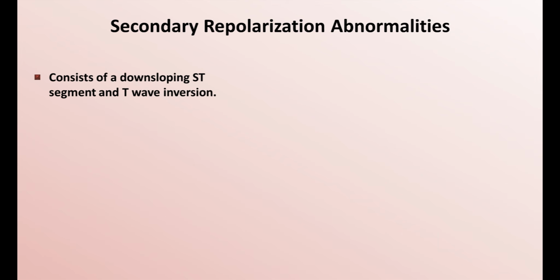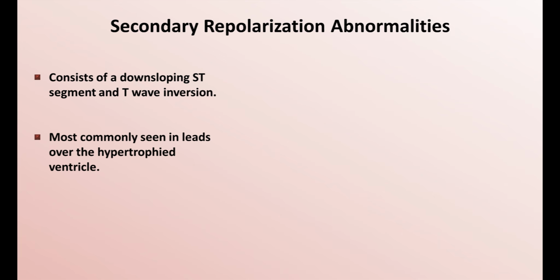Secondary repolarization abnormalities are changes in the sequence of ventricular repolarization that are a consequence of either abnormal anatomic structure of the ventricles or an abnormal sequence of depolarization. In ventricular hypertrophy, they consist of a downsloping ST segment and T wave inversion. They are most commonly seen in leads over the hypertrophied ventricle.